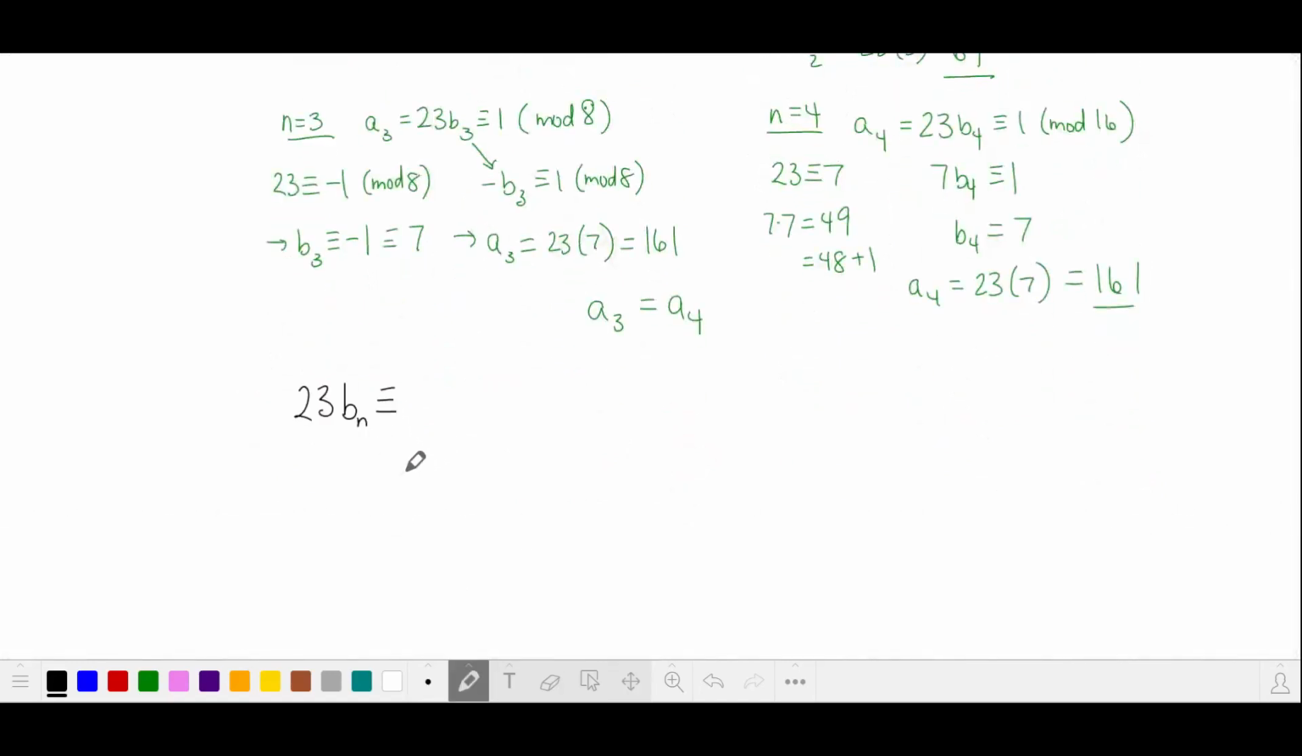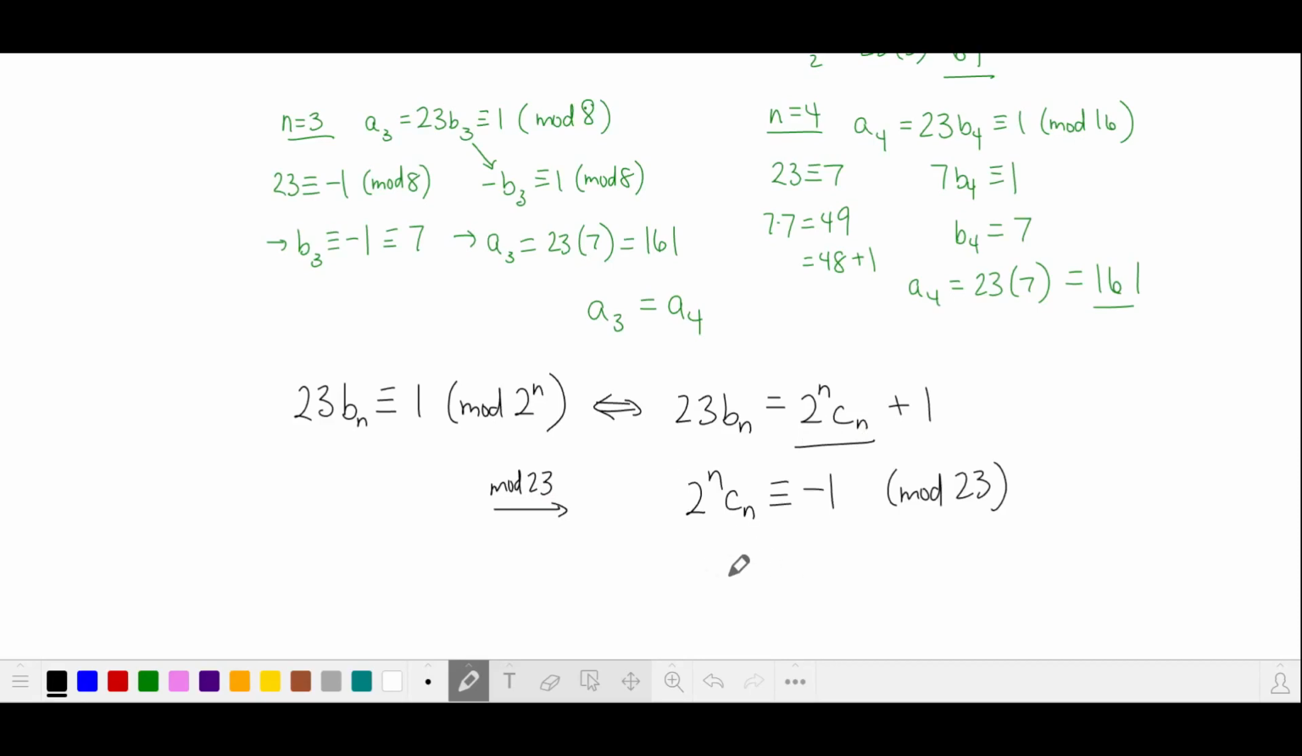Again, we're looking for a multiple of 23 that's one more than a power of 2. Algebraically, we can write this as 23bn is a multiple of a power of 2 plus 1. Let's take the mod 23 equivalent of both sides. We have 0 on the left-hand side, and we'll isolate this term. So in mod 23, we have 2 to the n times cn is equivalent to negative 1.